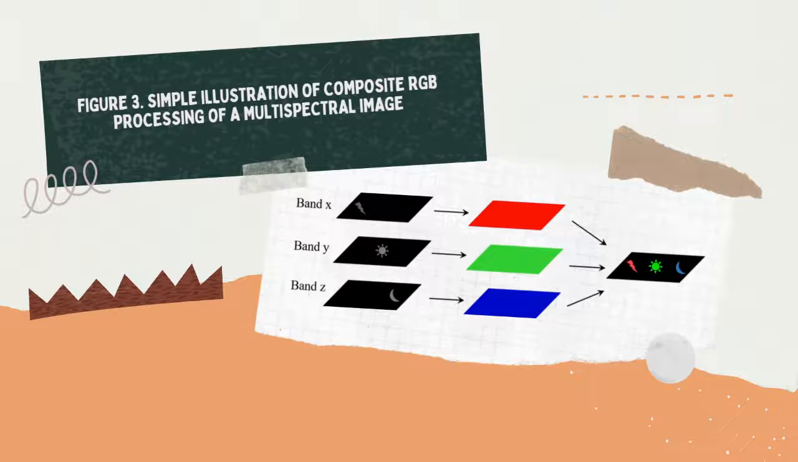For more details, see the illustration in figure 3. For example, we choose bands X, Y, and Z, each of which captures a different wavelength. In this simple example, the area has three objects, where each object reflects a different wavelength. If each of these bands is mapped to a certain RGB color and then combined, a composite image will be produced according to the characteristics of the band and the corresponding RGB color.